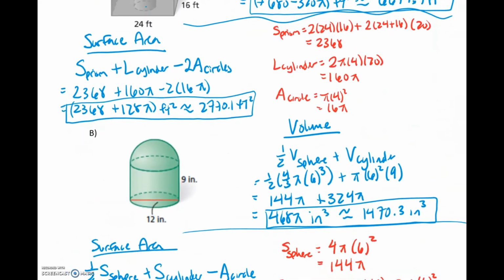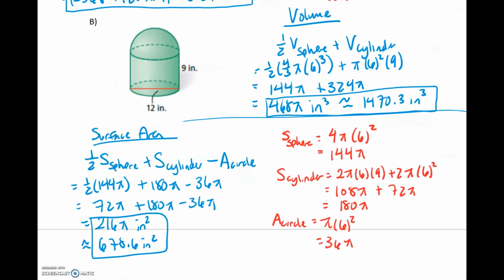Okay? Then for part B, here are my calculations. So volume, pretty straightforward, adding because we're adding space. So that becomes 468 pi, or about 1,470.3 cubic inches. And with surface area, again, this is one possible plan. You could, of course, do something a little different. I've seen people do the hemisphere plus lateral area of a cylinder plus 1 area of a circle, which is fine too, because we get the same final answer, which is 216 pi, which rounds to about 678.6 square inches. All right, so that wraps up spheres, composite figures, and our Unit 10.